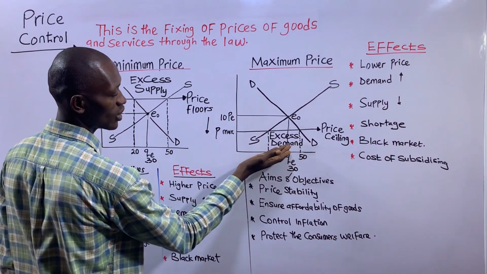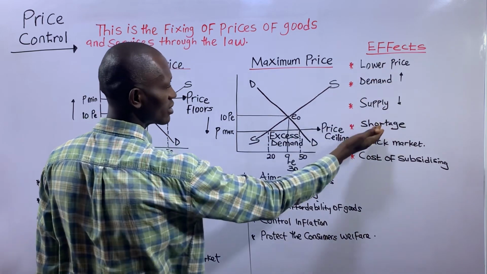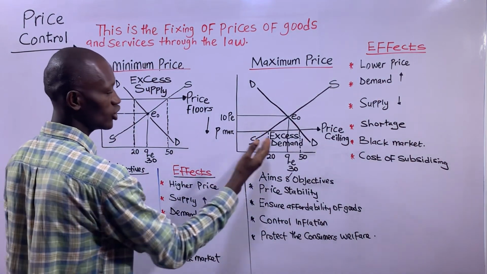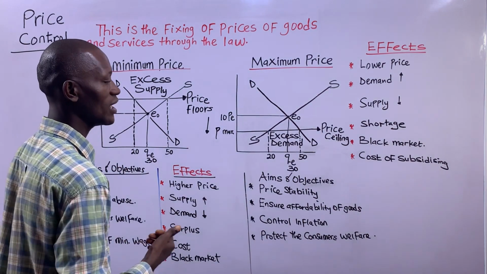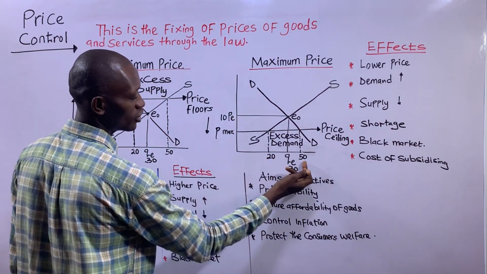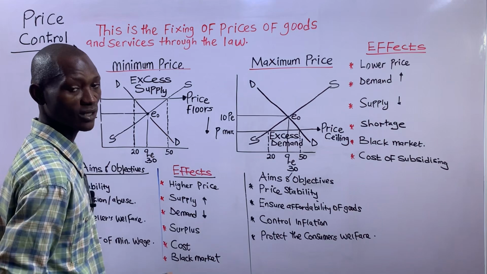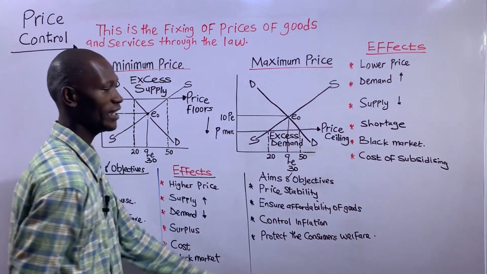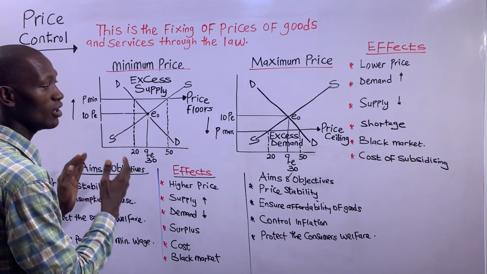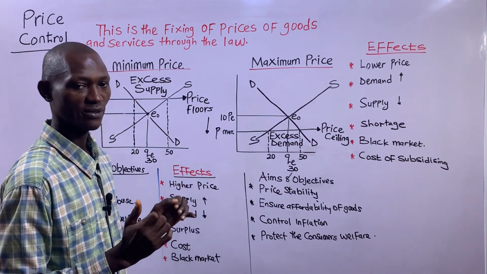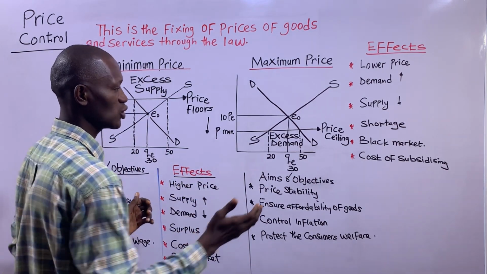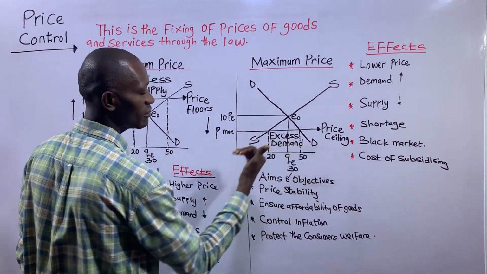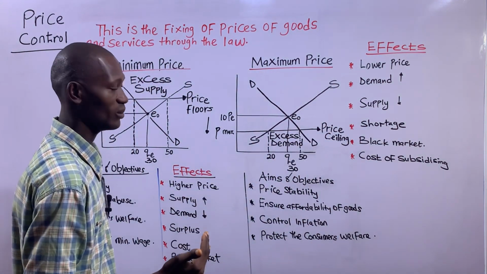Then this is what you have. Because demand is increasing and supply is decreasing, that will result in shortage. And shortage simply means excess demand over supply. And the shortage you have here is 50 minus 20, and that gives us 30. Then black market, look at this. Be it minimum or maximum price legislation, it will result in black market. So the black market you have here is that there is excess demand now.